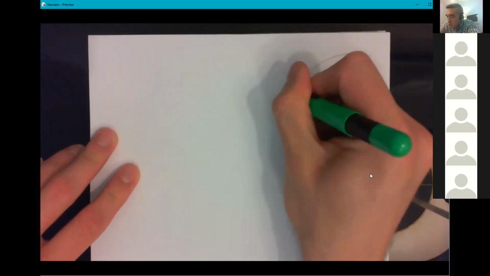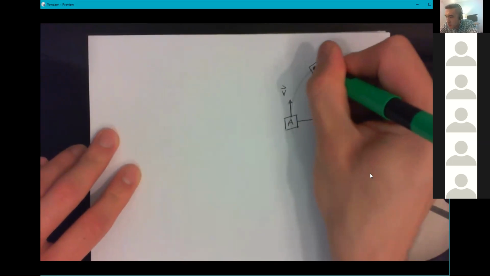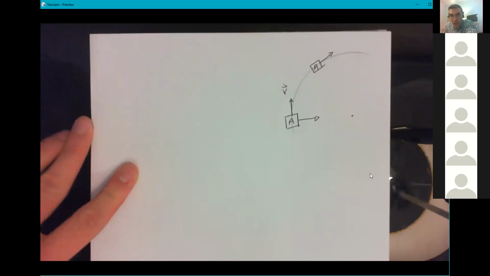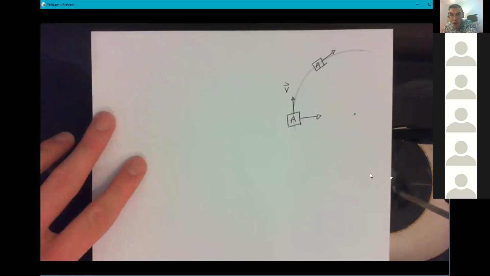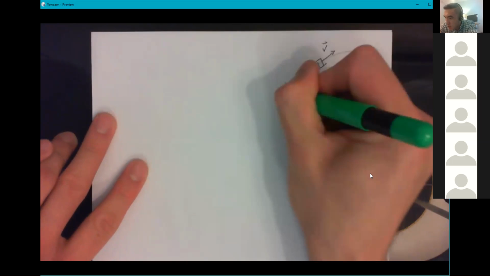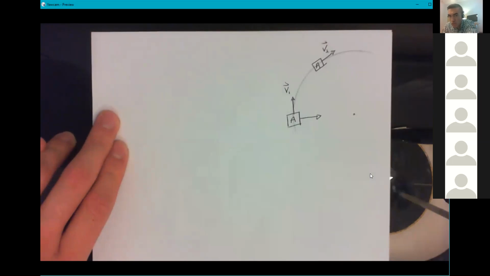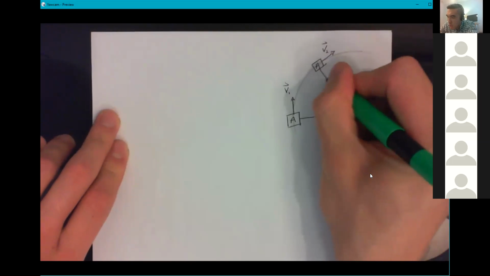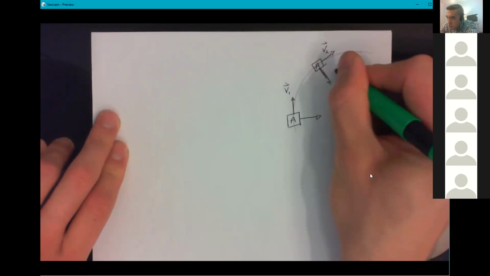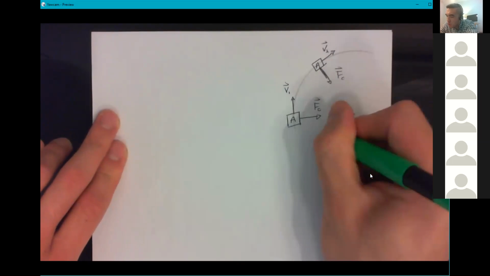Okay, so here's a conceptual beatdown on the topic of centripetal accelerations and forces. I have this object A rounding this turn with a velocity v. It's maintaining a constant speed, but technically the velocity is changing because the direction is changing. To pull this off, there must always be a centripetal force pointed towards the middle of the circle.